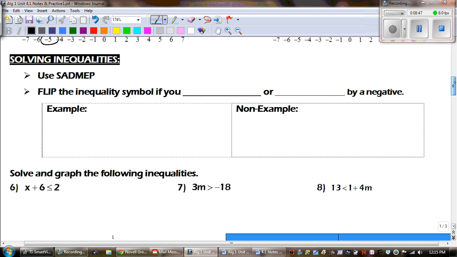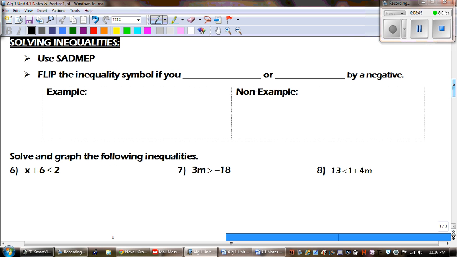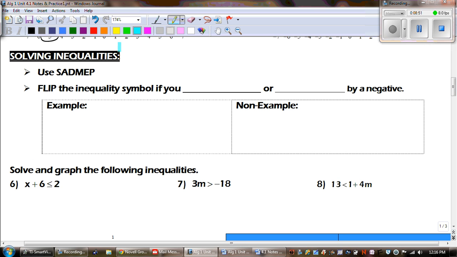Okay, next part, solving inequalities. When we are solving the inequalities, we have to use SADMAP. Okay, and our new rule is we have to flip the inequality symbol if you multiply or divide by a negative. So let's look at some examples.